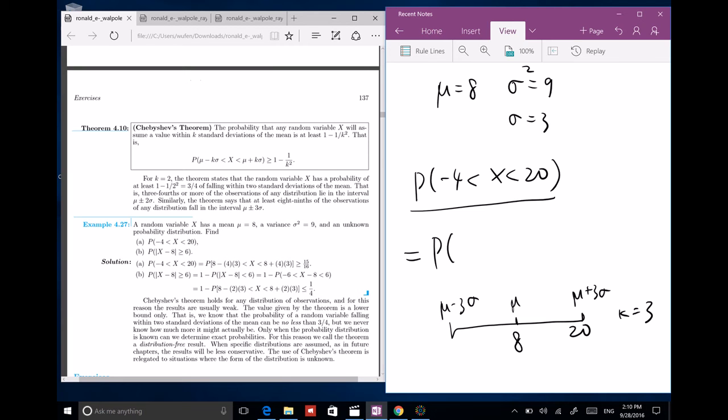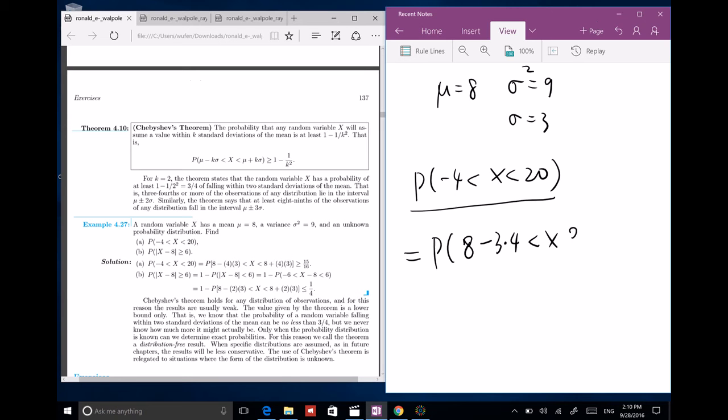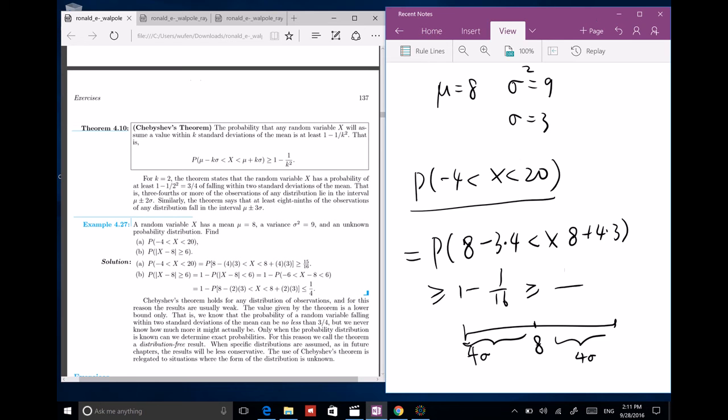According to the theorem, we have mu is 8 minus 4 times 3 less than X less than 8 plus 4 times 3. Sorry, that is 4 sigma actually, since sigma equals 3. So I have 4 standard deviations: 8 in the middle, 4 sigma on one side, and another 4 sigma on the other side. So the probability is at least bigger than or equal to 1 minus 1 over 16, which is 15 over 16.